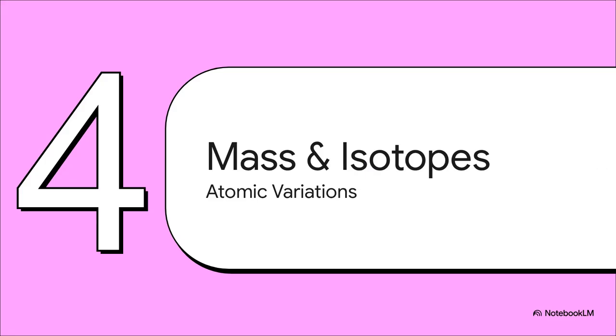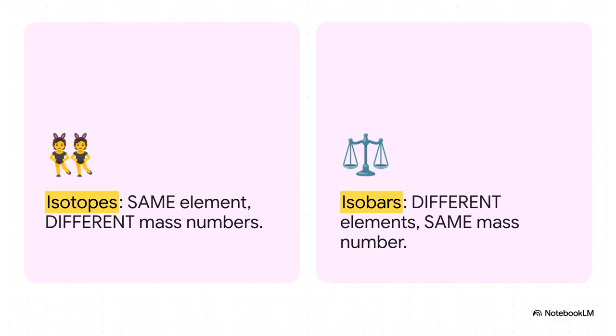Section 4. Atomic mass and isotopes. So what happens when atoms of the exact same element decide to change their weight? It creates a bit of a naming puzzle, but here's a super easy trick to tell them apart without ever getting confused. Think of isotopes as twins. The word isotope has a P in it, which stands for the same number of protons. That means they have the same atomic number, they're the exact same element, but one is just a little heavier.